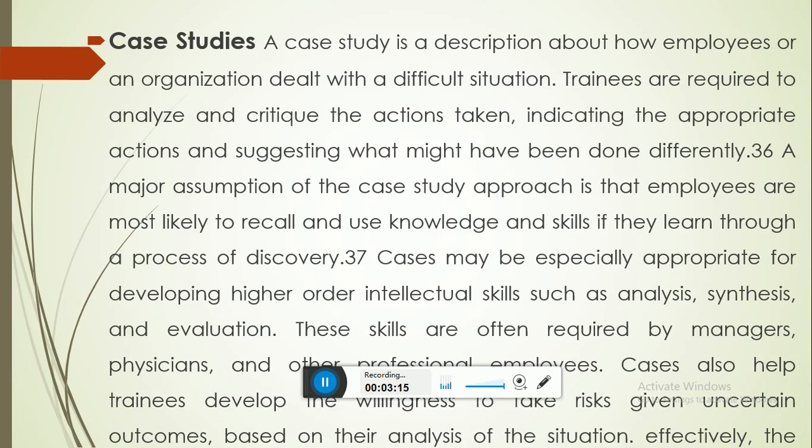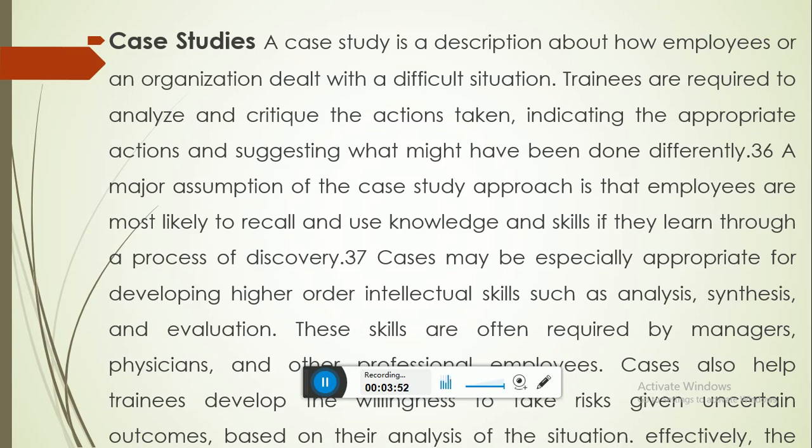So you read the case, analyze the problem, analyze the solution, and then think about finding new solutions. I still remember one of our cases in my bachelor degree was a Turkcell company in Turkey. They gave us a case study where we needed to find the strategic problem for the company and also solutions. So that's how case studies work. A major assumption of the case study approach is that employees are most likely to recall and use knowledge and skills if they learn through a process of discovery.